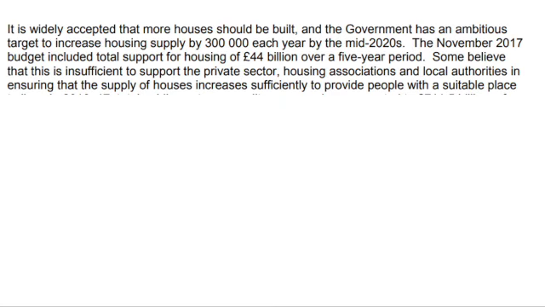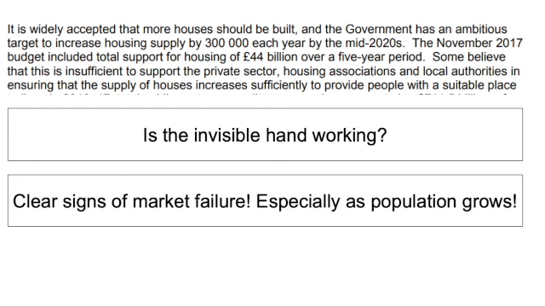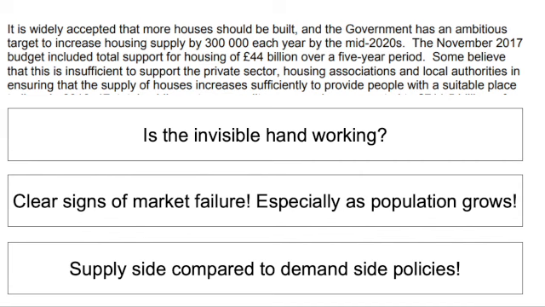And again, even more weight. Is the invisible hand actually working? Does the evidence support it? Throughout this case study, there have been clear examples of market failure, especially as population grows. So I would suggest that intervention is needed, but it has to be the right intervention, and it has to be supply side. So, to end this video, let's consider some last ideas regarding technique, and hopefully these tips will help.